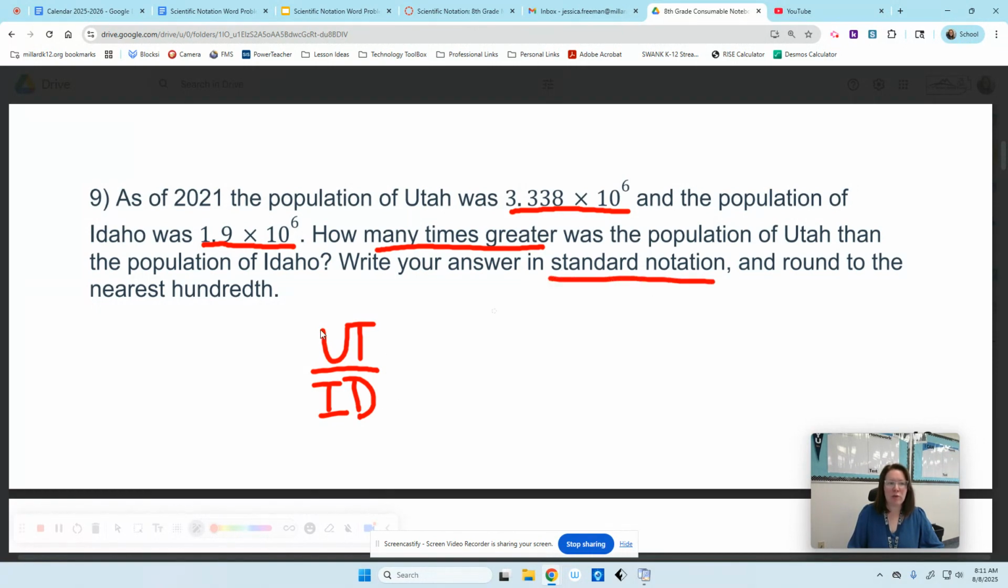Standard notation, round to the nearest hundredth. Means my answer is going to be written like a normal number. It'll be like 3.2 or something like that. I don't know exactly what it is. 2.1, something. Okay, so that's what you did as a team.